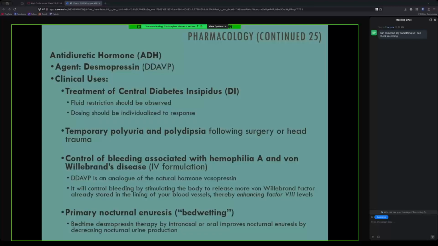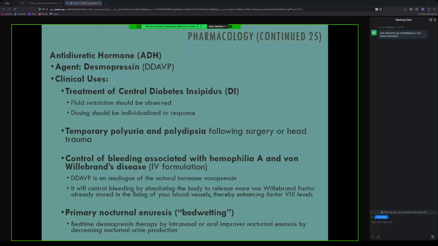Okay, so we have the 4 indications on the slide here for desmopressin or DDAVP. So central diabetes insipidus, desmopressin is going to be your first line agent. As I mentioned, we have to have caution with patient fluid intake. So if you're treating central diabetes insipidus with desmopressin, we counsel the patients on fluid restrictions and their individualized dosing response. We can also use desmopressin to temporarily treat polyuria or polydipsia for patients who have those conditions following pituitary surgery or potentially a head trauma.